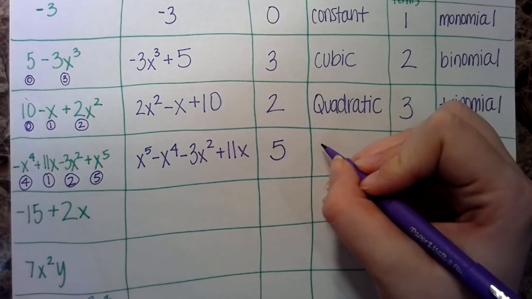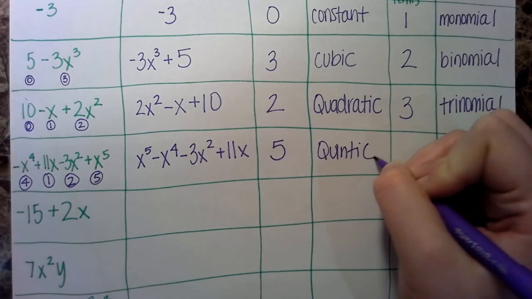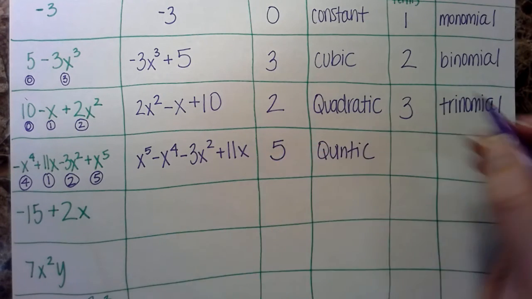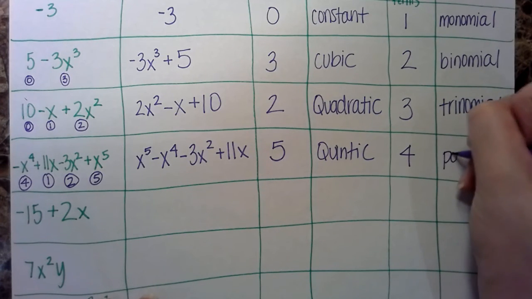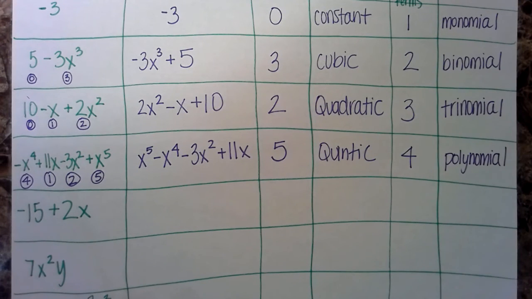That means that it's a quintic. It has 1, 2, 3, 4 terms. Anything with 4 or more is going to be just a polynomial for the classification.